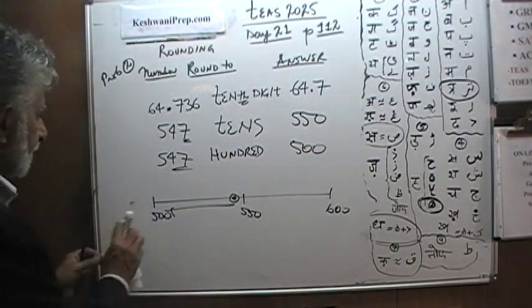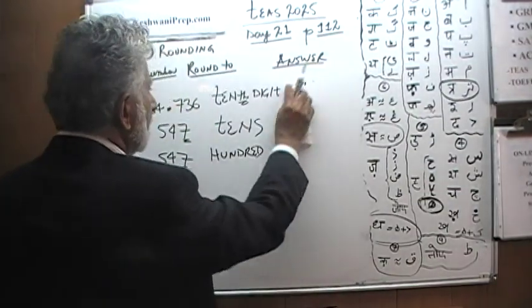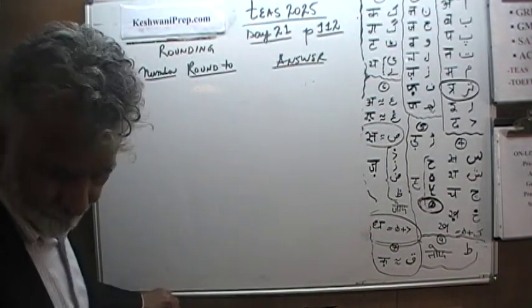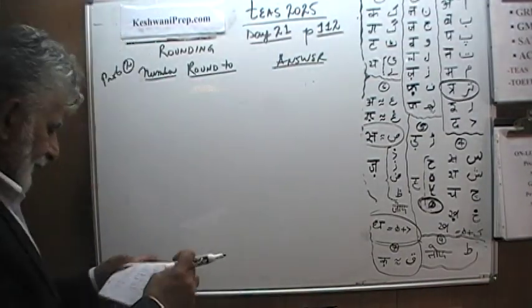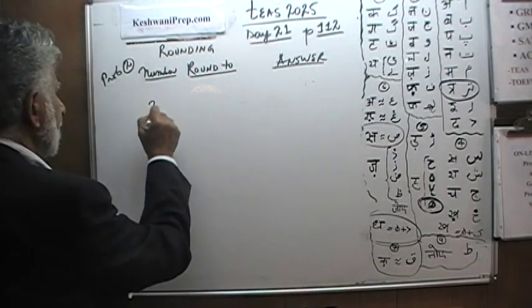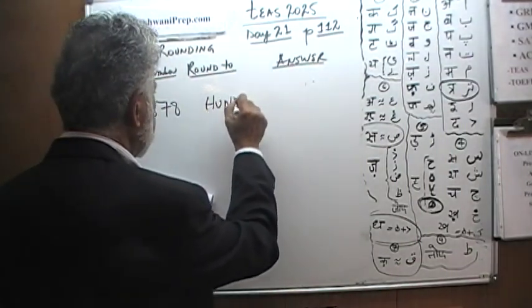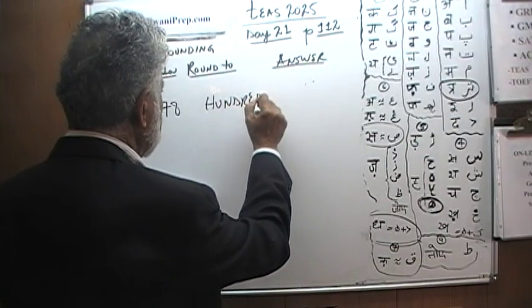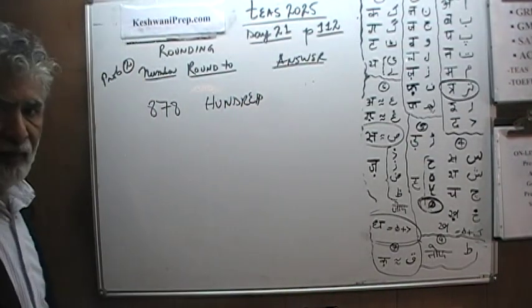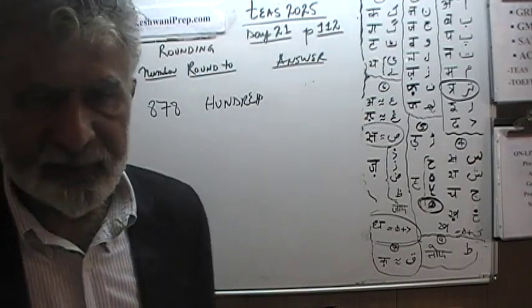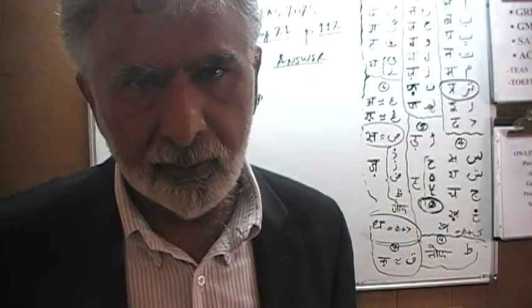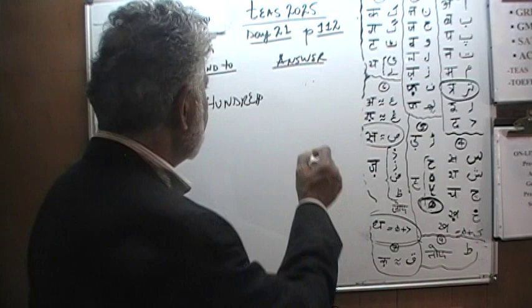Let's do the next one. 878 rounded to the nearest 100. As you can see, it's very easy to see. 878 is more than 850. It's closer to 900. Therefore, it becomes 900.